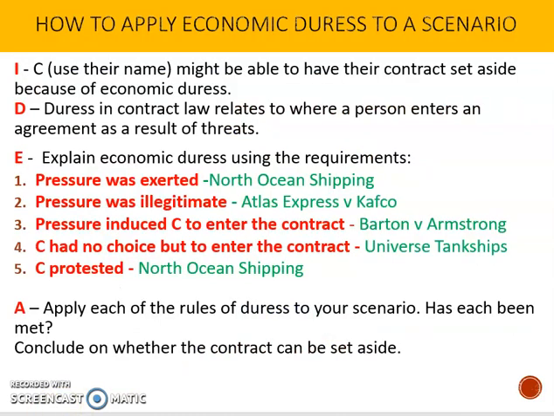In order to write this up, on this slide here, I've got how we would use the IDEA structure specifically for economic duress. So we would start off by identifying that our claimant, in this case Aminah, might be able to have her contract set aside because of economic duress. We then define duress. So I've put duress in contract law relates to where a person enters an agreement as a result of threats. I would then explain all of the rules on economic duress using the cases. And because there isn't a lot really on economic duress, I would want you to be outlining what happens in the cases to help illustrate the rules. And then in terms of application, this is quite handy really, because it acts as a checklist. You need to check whether each of the rules of duress applies to your scenario, and then conclude, if you've got them all, that your contract can be set aside.